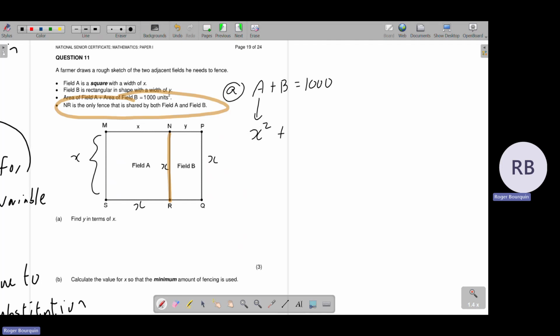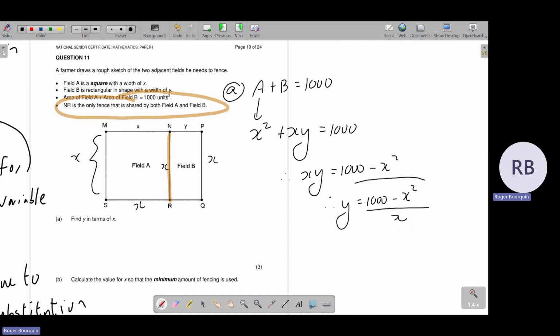X times y, area of a rectangle is the length times the width, do you agree? So x squared plus xy is equal to 1,000, right? And what are they saying to you? Find y in terms of x. So we've got to isolate y. So we're going to get xy is equal to 1,000 minus x squared. Okay? So what's y equal to? 1,000 minus x squared over x. Are we happy with it? Finish? Okay.